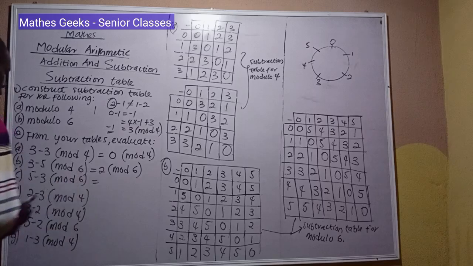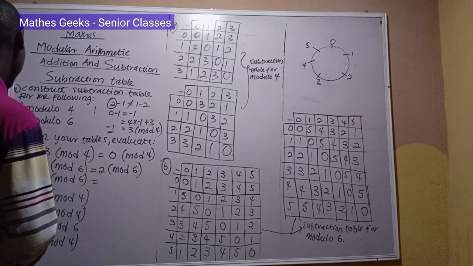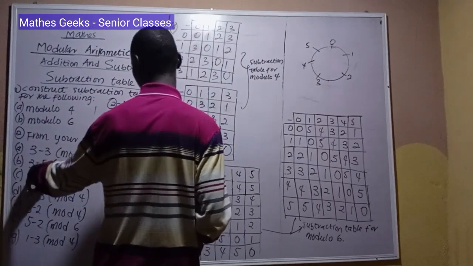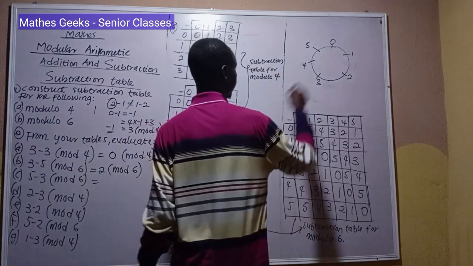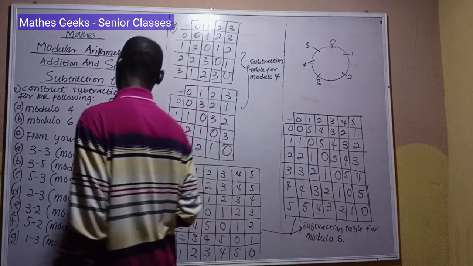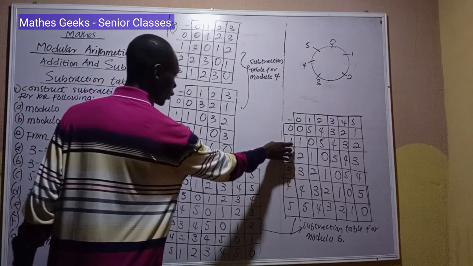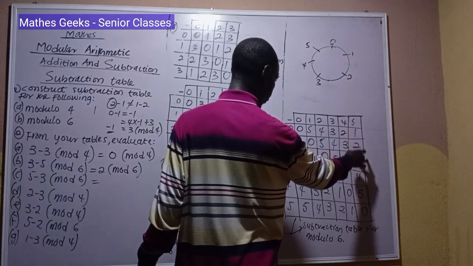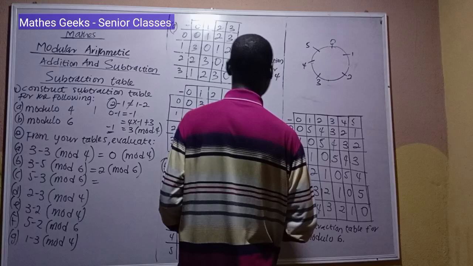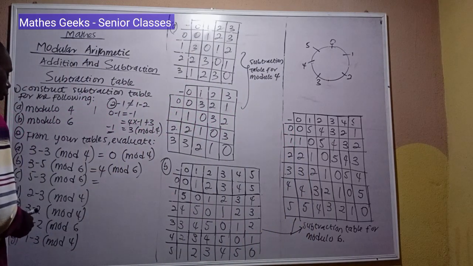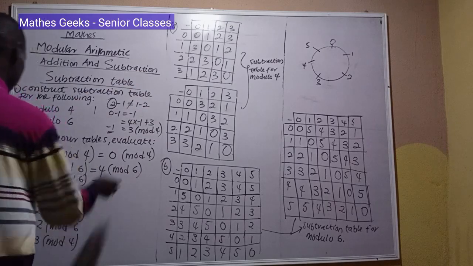Let's confirm our answer for 3 minus 5 in mod 6. We start at 3 and move backwards 5 times: 1, 2, 3, 4, 5. So it's 4, which means this other construction was the one used. So 3 minus 5 is 4. Confirmed. I would suggest that we always use a number circle to confirm our answers.